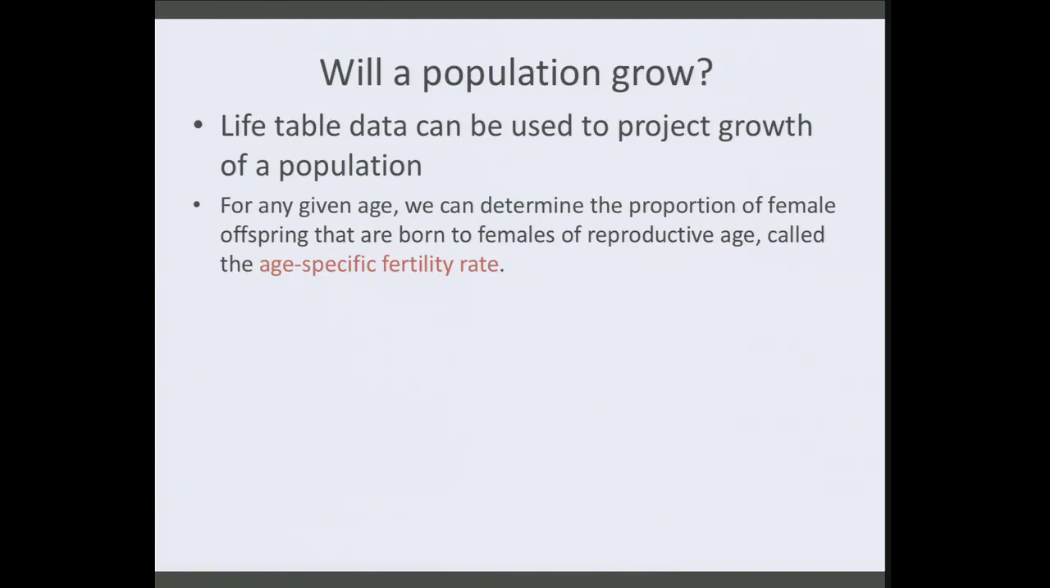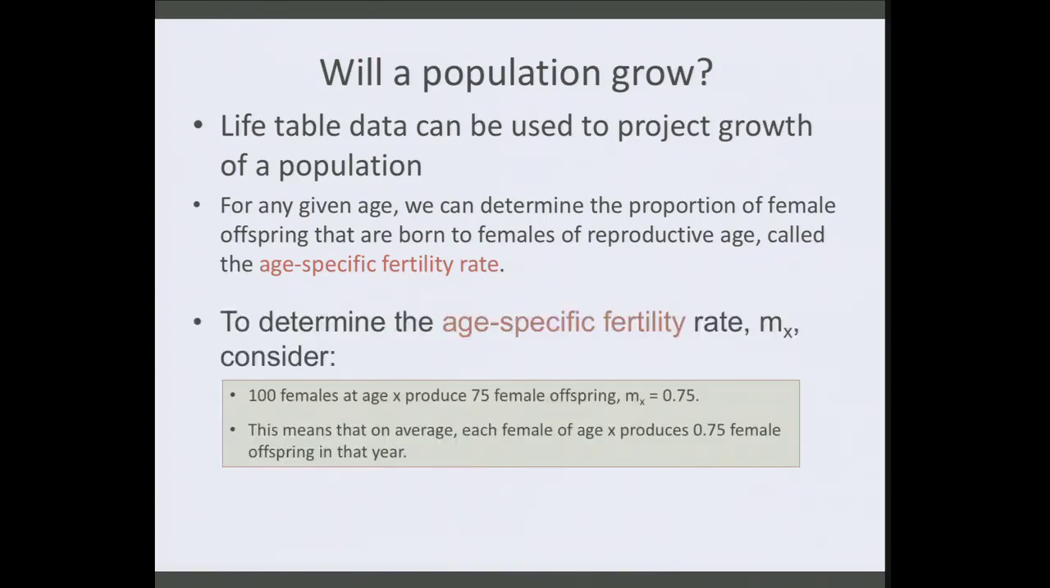So we developed what's called the age-specific fertility rate. And so how we do it, here's an example of this. So let's say we had 100 females at a certain age, and from those 100 females, there were 75 female offspring. Now we only look at females. One, it simplifies things, but also females are the ones that are reproducing, and so females are the important ones when considering whether a population is growing or shrinking.